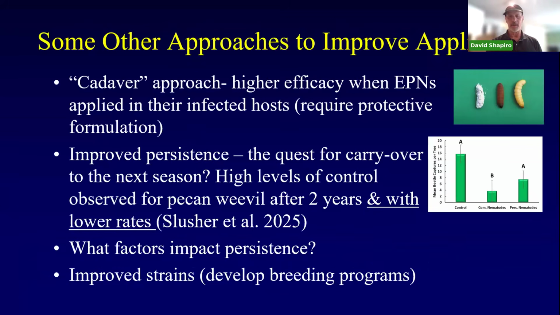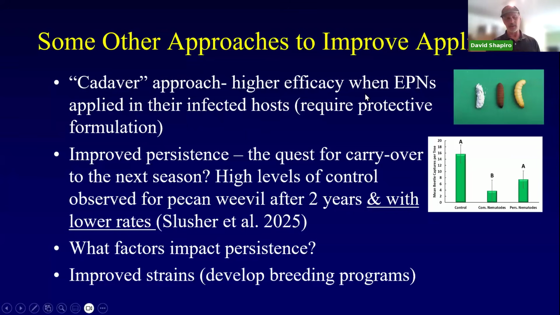Another application method that we've looked at and can give high levels of efficacy is what we call the cadaver approach. This is based on in vivo production: if you're producing the nematodes and get infected hosts, you take those infected hosts, those dead insects, and apply them to the target site where the pest is. Then pest suppression is achieved by the nematodes that come out of that insect. And we see that these nematodes have higher efficacy when they come out of the host compared to aqueous application.